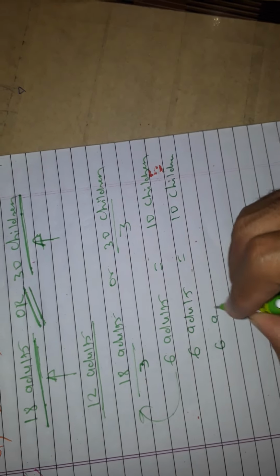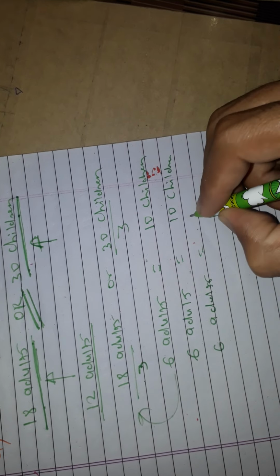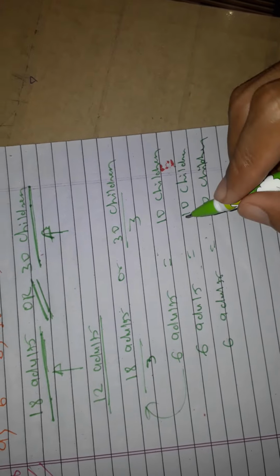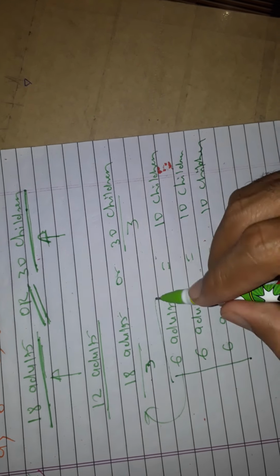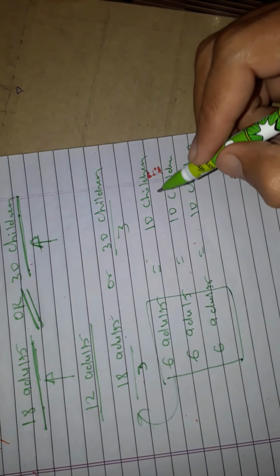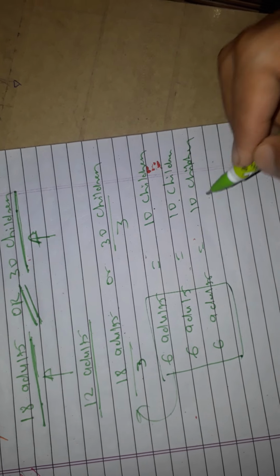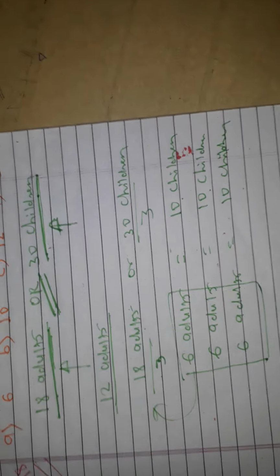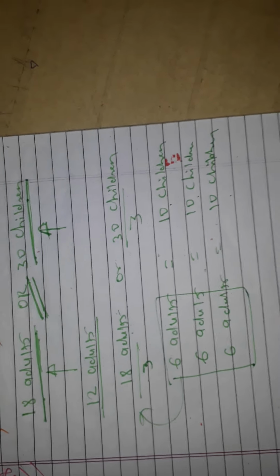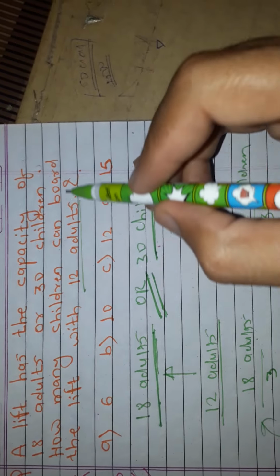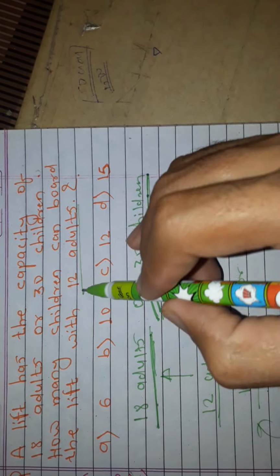Again 6 adults, again 10 children. This addition of 6 plus 6 plus 6 is 18 adults, and here also 10 plus 10 plus 10 is 30 children, which means now both are equal. But our question says how many children can board the lift with 12 adults.